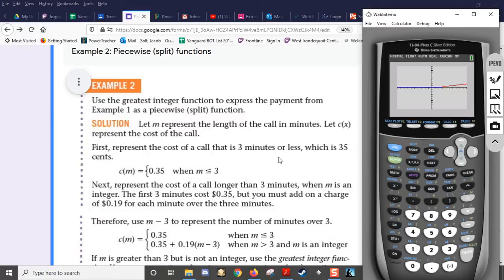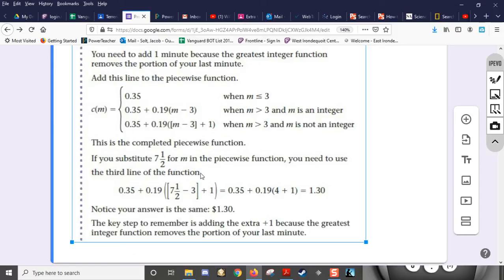Okay, well, so we did this. We graphed all this. This is the completed piecewise function. And so let's think about what this is saying. If you substitute 7.5, remember that was our problem here. We wanted to substitute 7.5 again. Remember, we did that already up here. We already figured out what 7.5 was. We figured out the cost should be $1.30 if we did everything correctly. And then this is kind of showing you how to do it in terms of that more sophisticated math of piecewise functions.